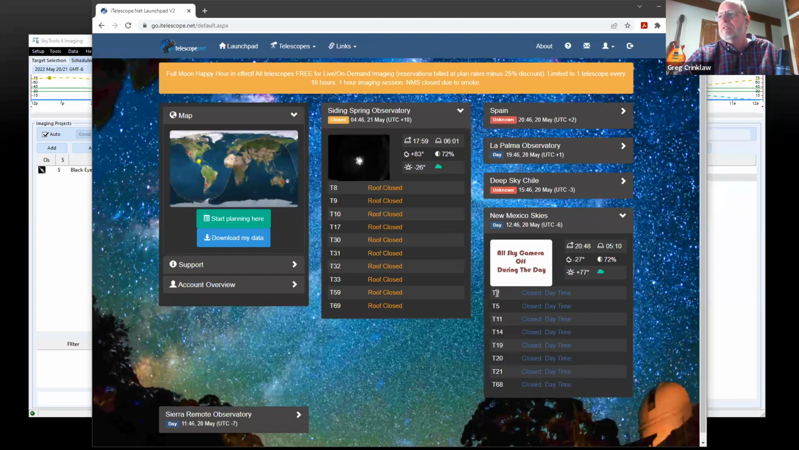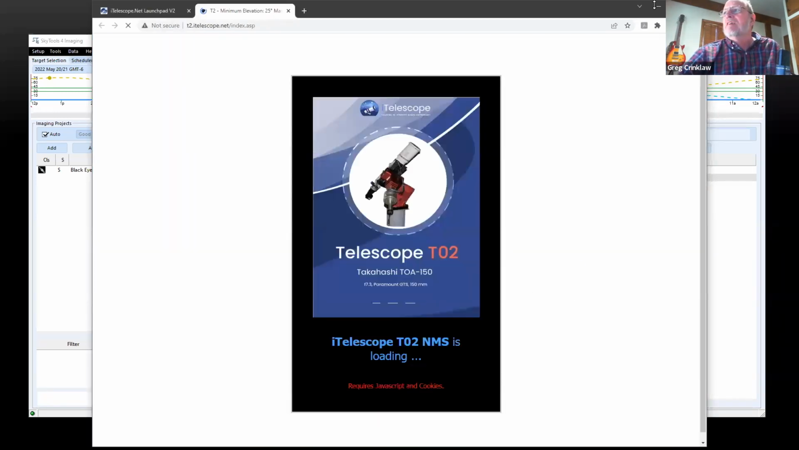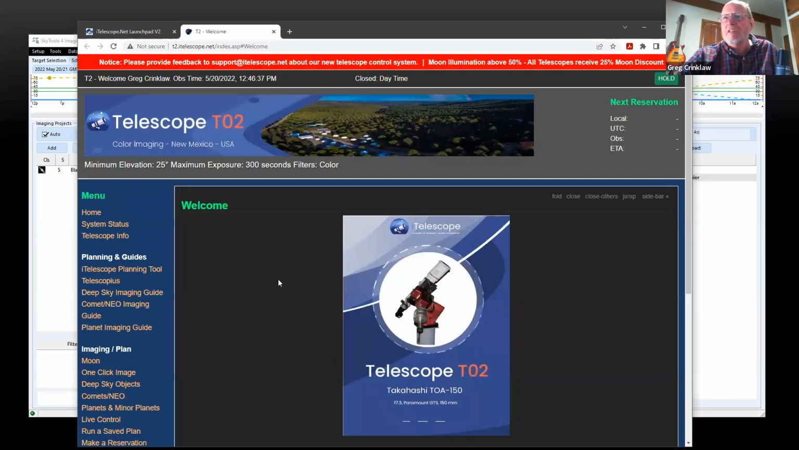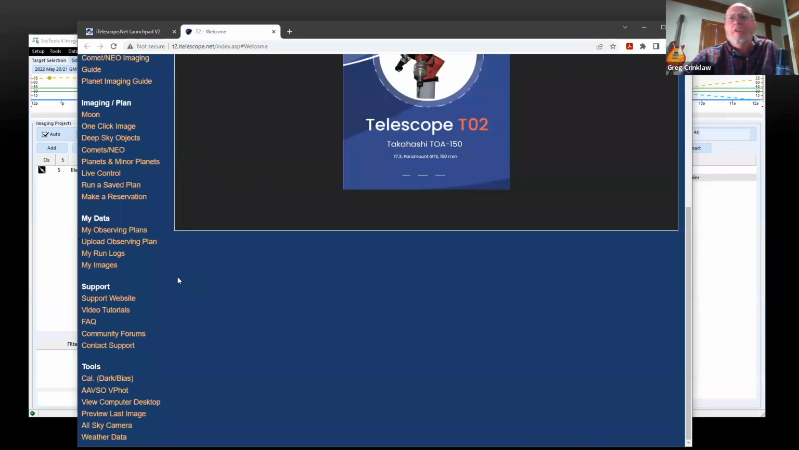New Mexico skies, T2. I apologize for this. The bar for the Zoom covers things up at the top. It makes it hard to navigate. Sometimes I clicked on the wrong thing. So we already uploaded our observing plan.